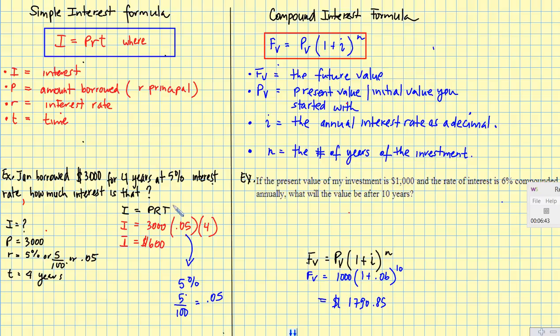Now, if we look at the compound interest formula, it says that the future value, and this makes very much sense, the amount of money that I'm going to have in the future, is going to equal the present amount of money that I have now, or the original or initial value, times 1 plus I, where I is the interest rate written as a decimal, and that's raised to the power of the number of years that you are going to be doing this investment for.